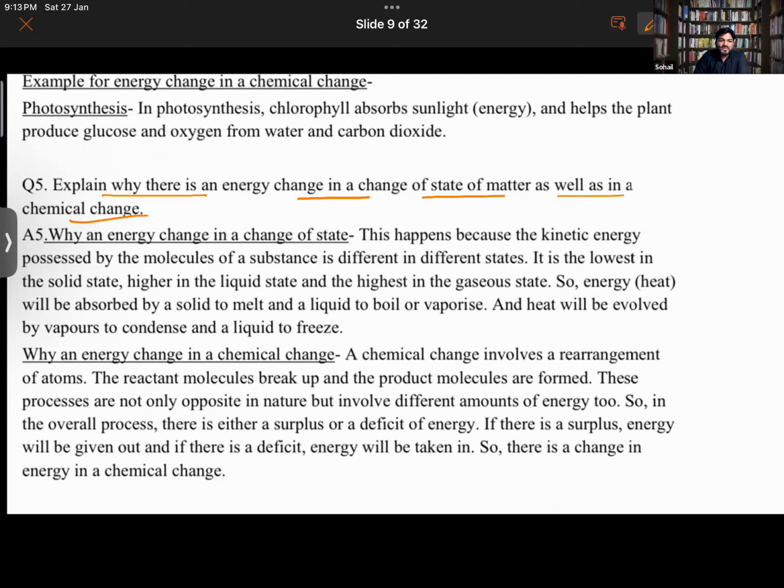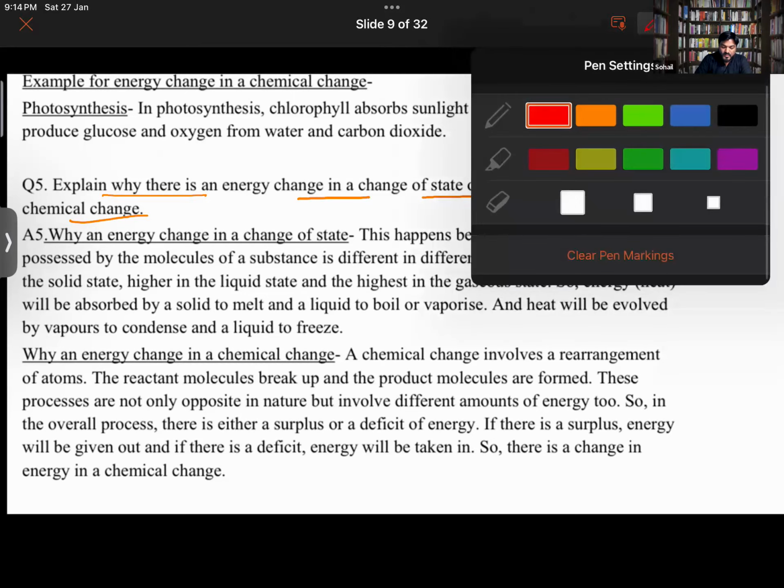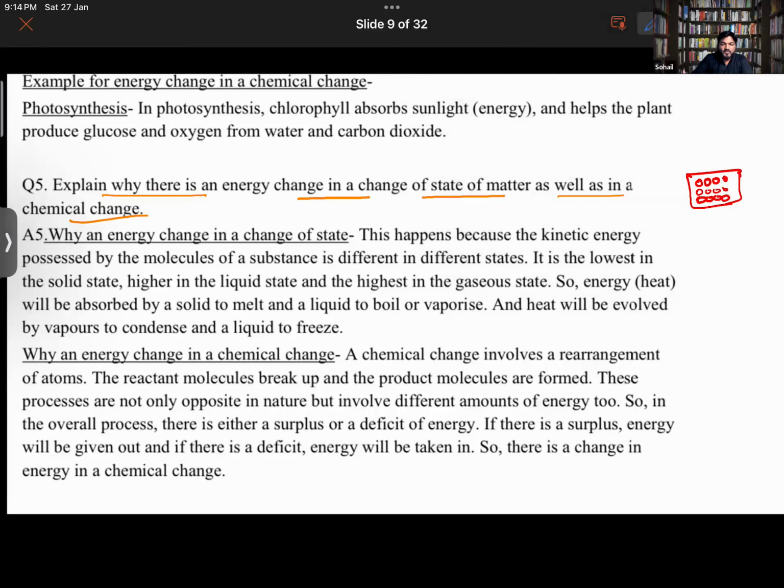So understand this thing, that when you have a given substance in, let's say, the solid state, and you look at the particles of the solid, they are very compactly tight, right? And as you go from liquid and then to gas, the space between the particles increases and they are more free to move, right?